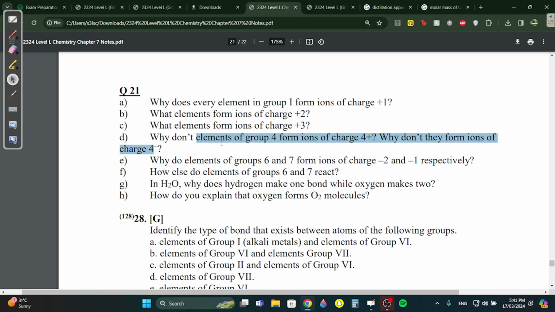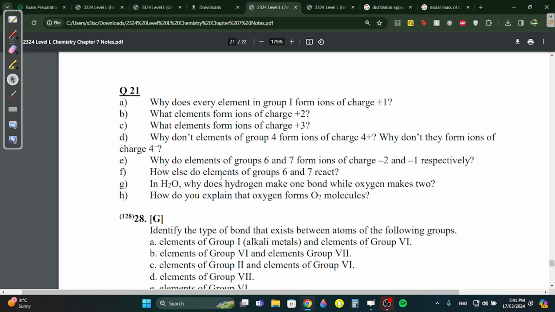Okay, I'm going to skip D. Why do elements of group 6 and 7 form charges of -2 and -1 respectively? Because 6 gains 2 electrons and 7 gains 1. Because whenever you're talking about gaining or losing electrons, always say to obtain the noble gas configuration. A group 6 element, for example oxygen, needs 2 electrons to obtain the noble gas configuration.